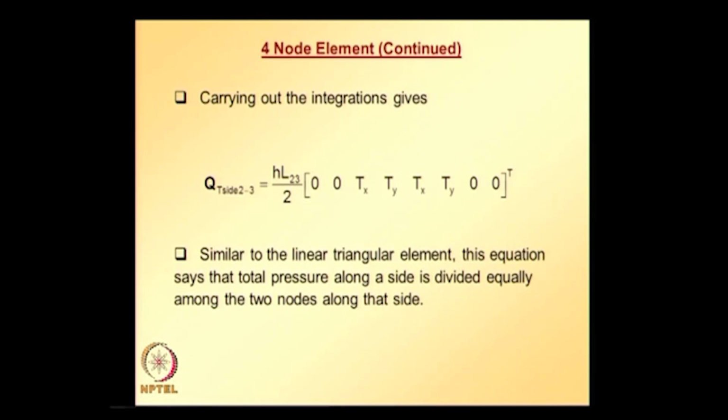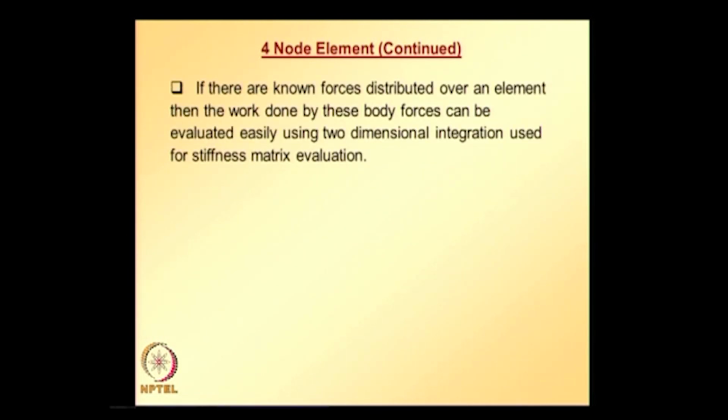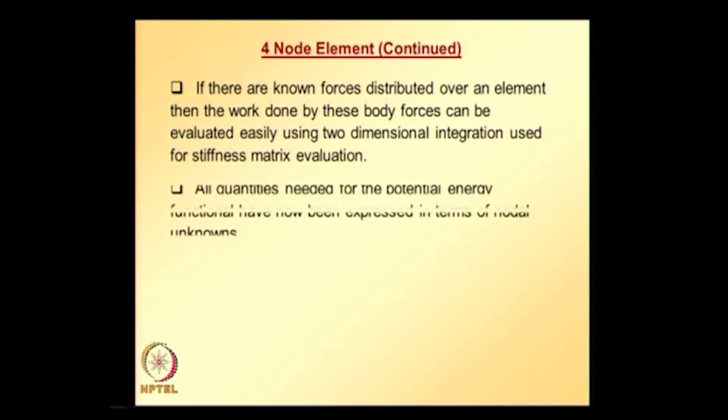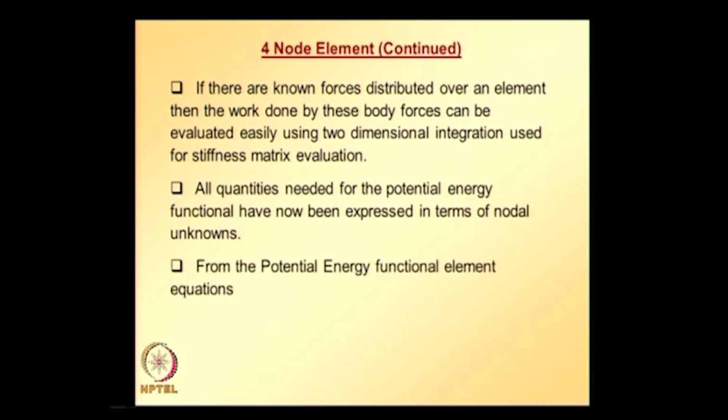If there are known forces distributed over an element, then the work done by these body forces can be evaluated easily using 2-dimensional integration used for stiffness matrix evaluation. All quantities needed for the potential energy functional have now been expressed in terms of nodal unknowns. So, finally, from the potential energy functional we get Kd equal to Q.